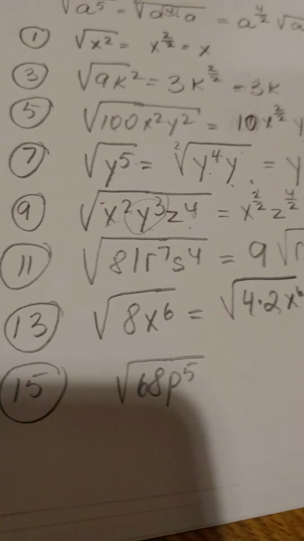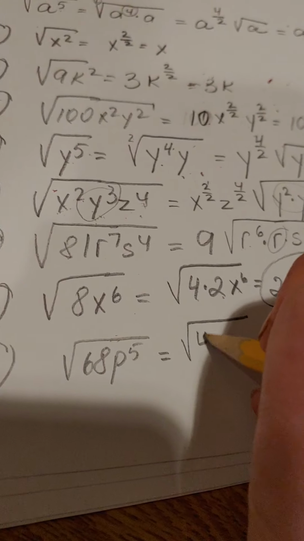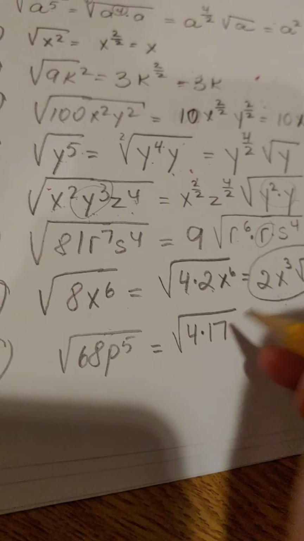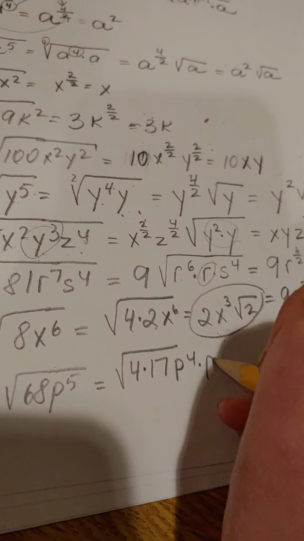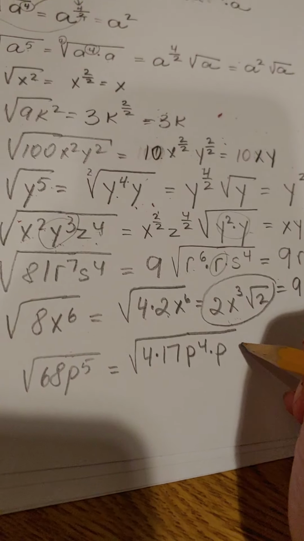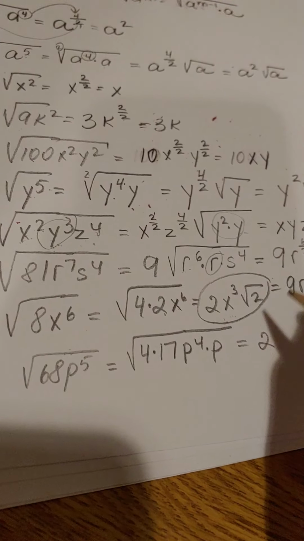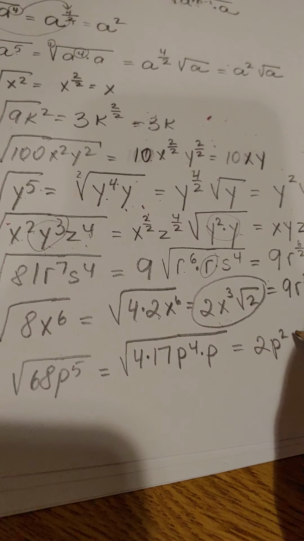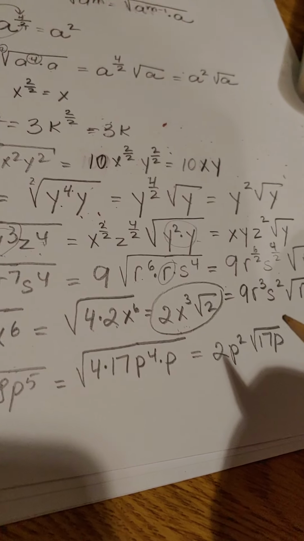Well, we are going to break 68 apart. 68 is 4 times 17. Then p to the 5th is going to be broken apart just like this: p to the 4th times p. The square root of 4 is 2. The square root of p to the 4th power is p squared. And then 17p is going to stay under the square root.